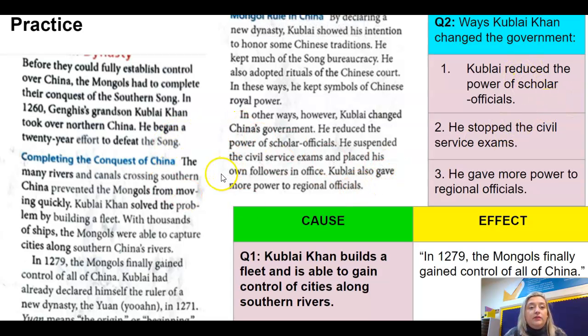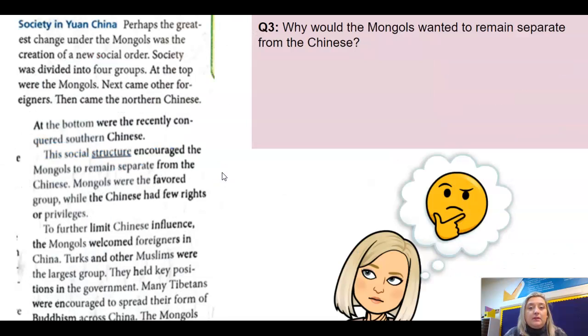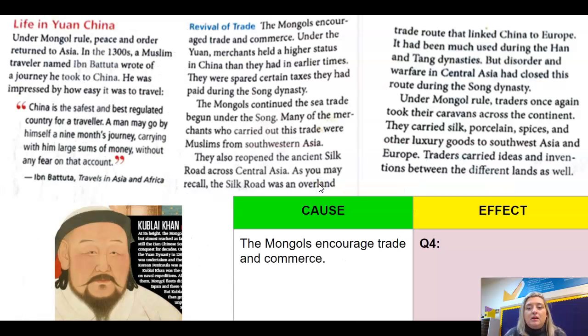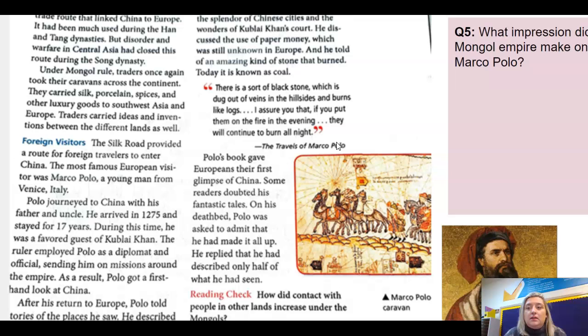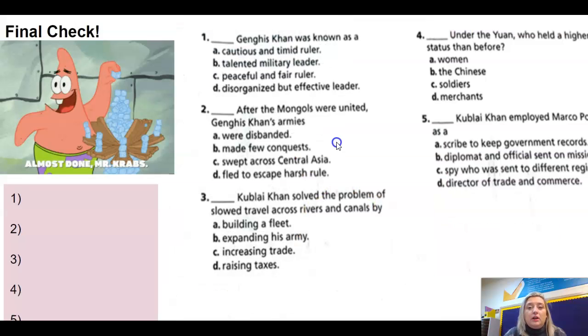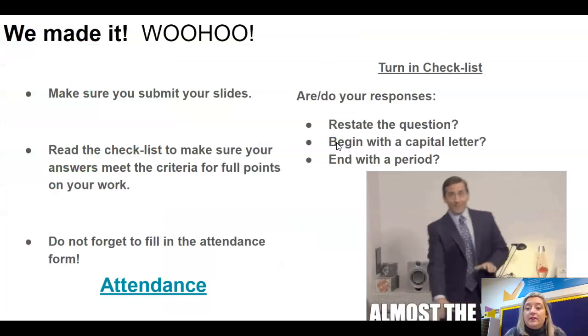And then, moving on, you're going to read about society. Question number 3 is an opinion, so I just want you to think about why the Mongols would want to remain separate. What are some reasons for that? There's no right or wrong answer, but I want to see what your viewpoint is on that. Then we're working more with cause and effect, Marco Polo, and then your final check. And then you're all good.